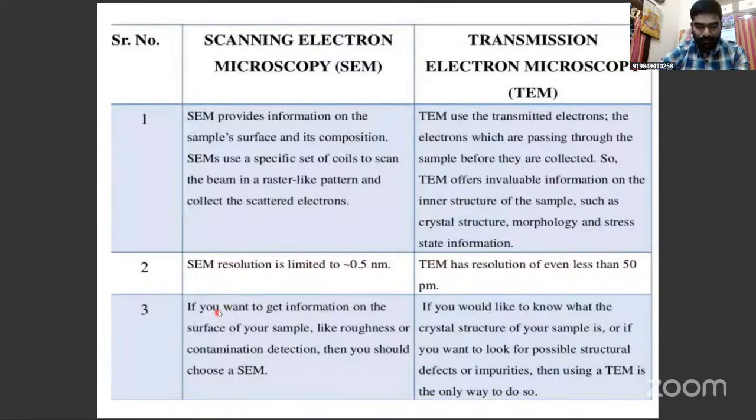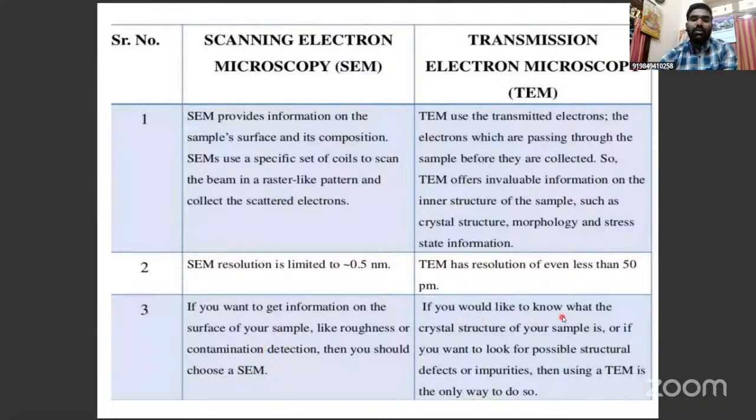Okay. So if you want to get information on the surface of your sample, like roughness or contamination detection, then you should choose a SEM. We can use the SEM here.